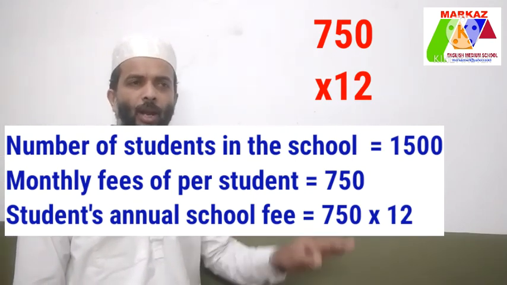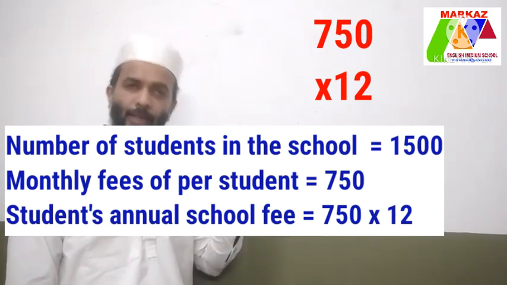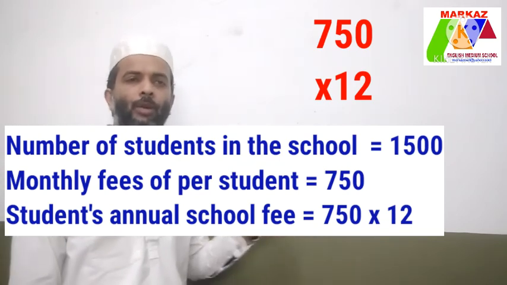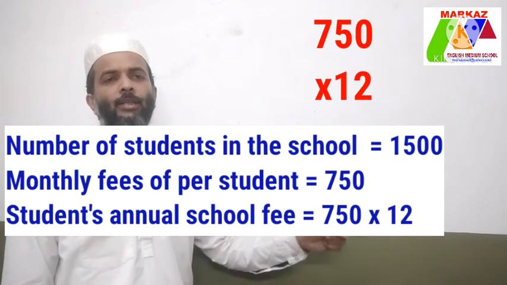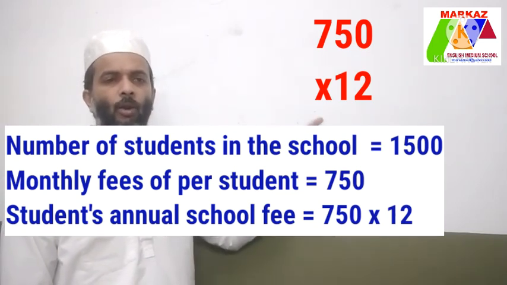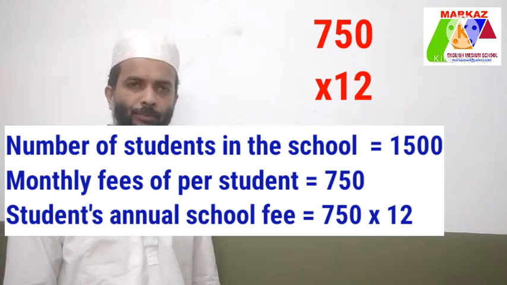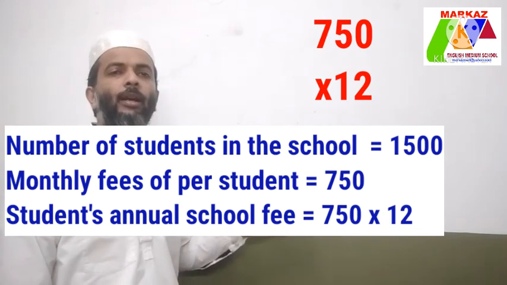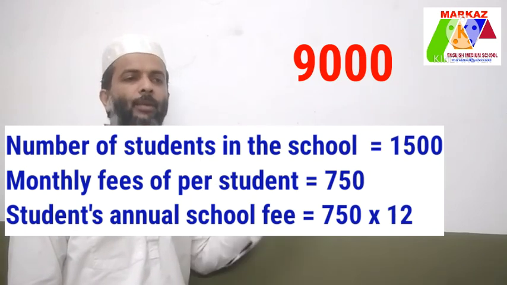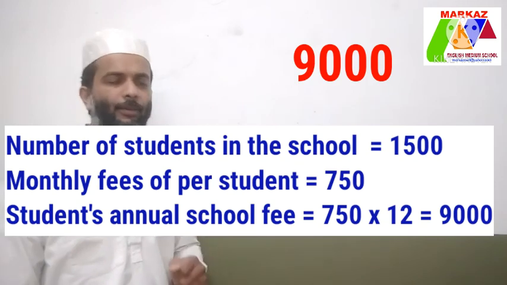Then next, 1 into 0 is equal to 0. You have to put an extra 0 in the second line of the ones place. The multiplier is in the tens place. So 1 into 5 is equal to 5. 1 into 7 is equal to 7. Answer is 7500. Then add 1500 plus 7500 is equal to 9000. Annual school fee of a student is 9000. Write the answer in your third line.